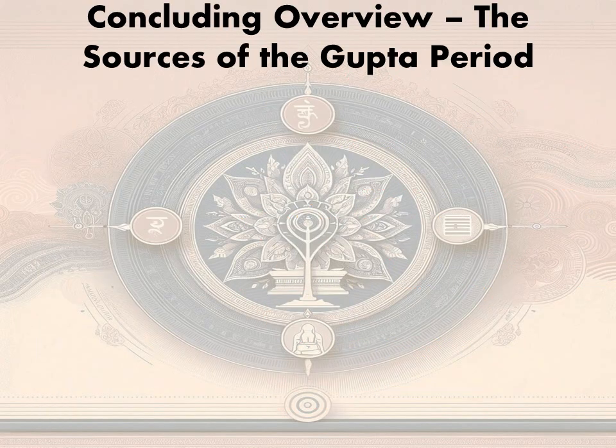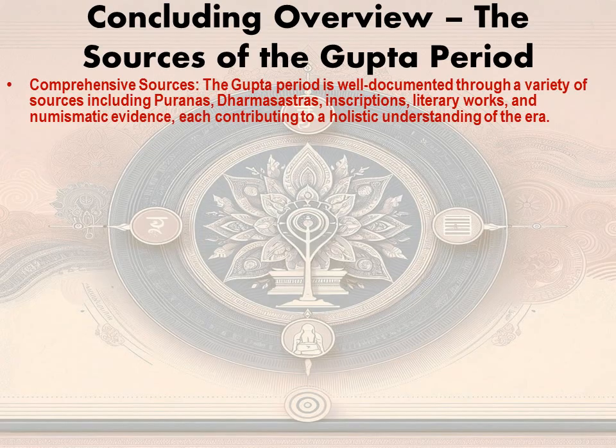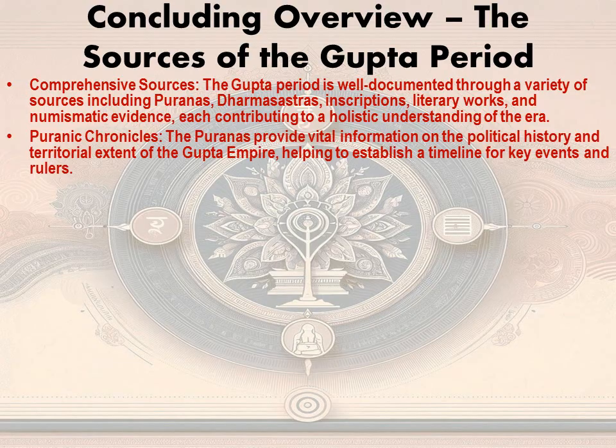Now we will go through a summary of the entire presentation. Comprehensive sources. The Gupta period is well documented through a variety of sources, including Puranas, Dharmasastras, inscriptions, literary works, and numismatic evidence, each contributing to a holistic understanding of the era. The Puranas provide vital information on the political history and territorial extent of the Gupta Empire, helping to establish a timeline for key events and rulers.